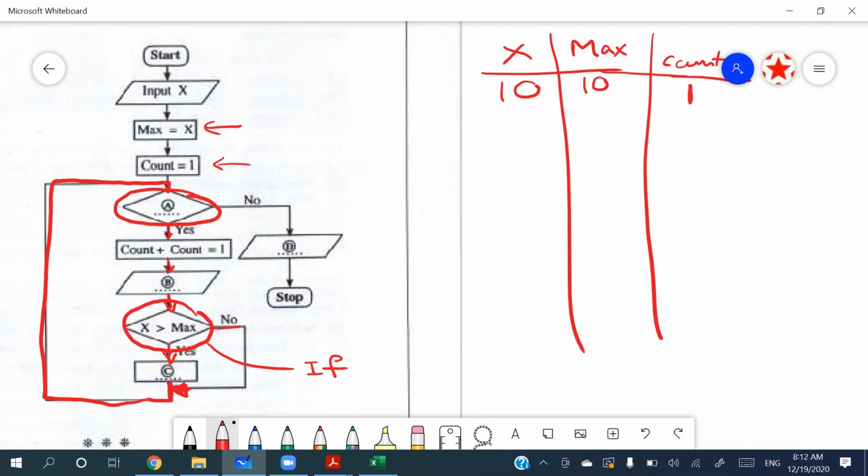And again, we can recognize this because this is the condition which breaks the iteration.